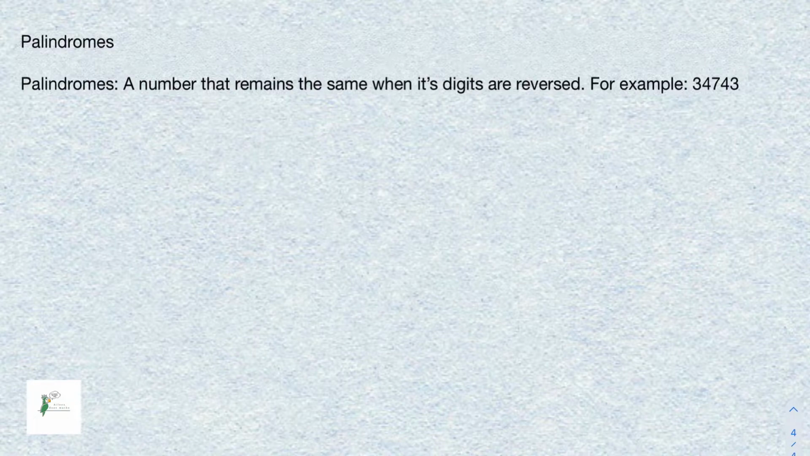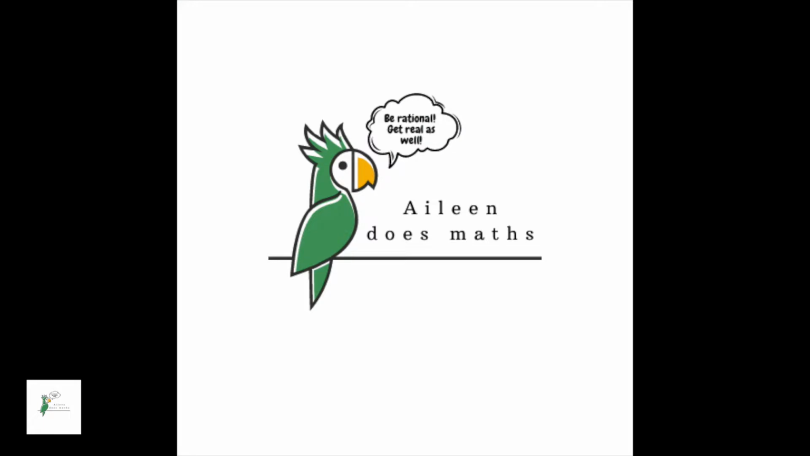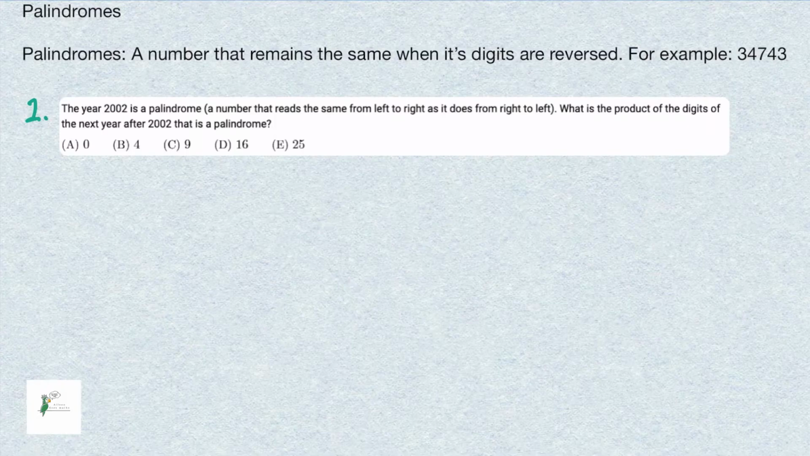For example, 34,743 is a palindrome. It says the year 2002 is a palindrome. And what is the product of the digits of the next year after 2002?